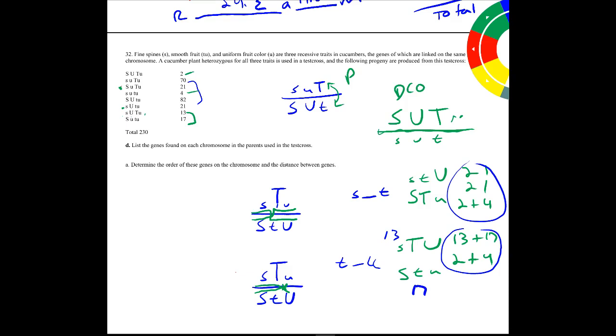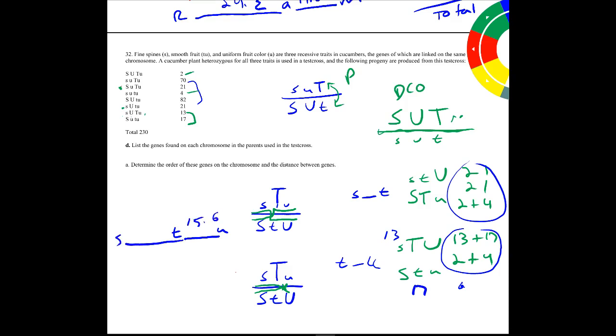So we can add all those guys up. We can make our map. We know that T's in the middle. So we'll go T to U is 13 plus 17, which is 30. Plus our double crossovers, which are 6. It's 36. Divided by 230 is 15.6. That was our T to U distance, so I did that one first. And so that's 15.6.